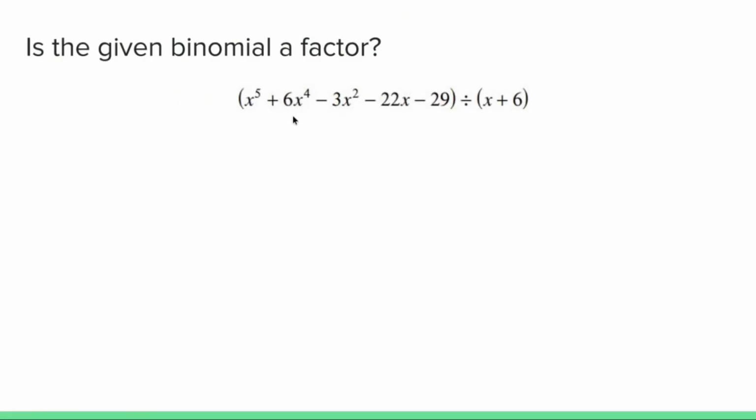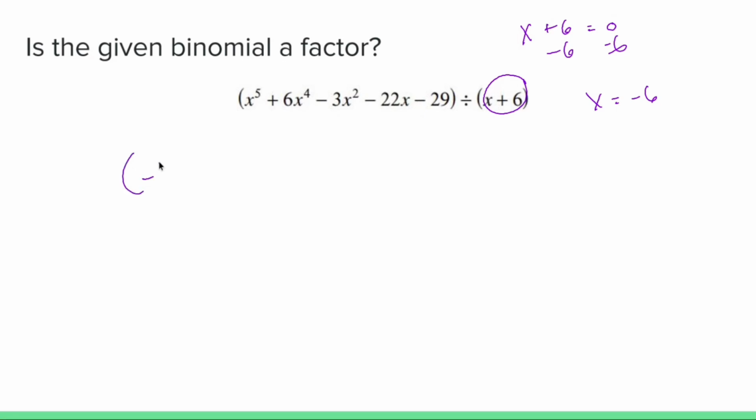Is the given binomial a factor? Well, a binomial is a factor if the number that makes this expression equal 0 makes this one equal 0 as well. So if I were to subtract 6 from both sides, that magic number is going to be negative 6. All right, so if I were to plug in negative 6 into that, am I going to get 0? If so, the answer is yes, and if no, the answer is no.